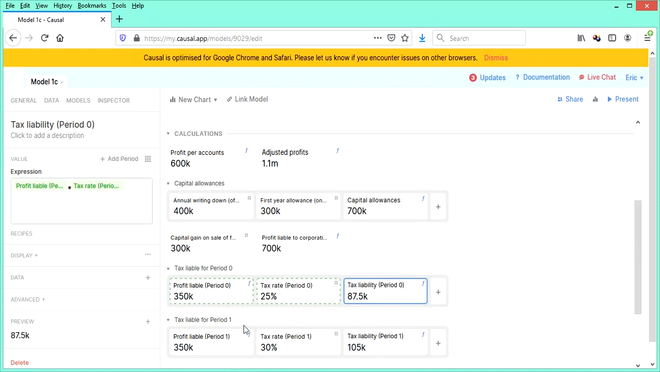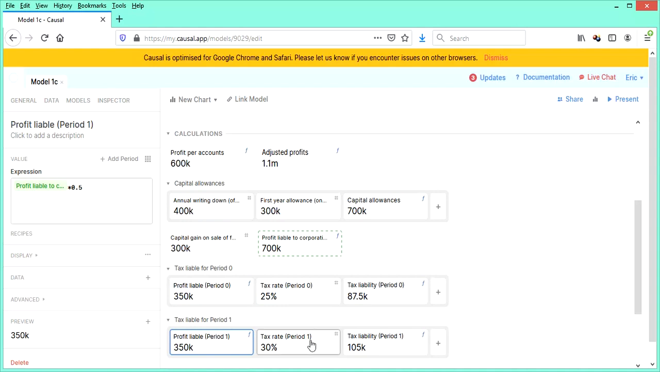Then period 1, again, it spans 6 months, so that's half a year. So the profit liable for period 1 is the profit liable for the whole year times 0.5, which is 350k again. But this time the tax rate for period 1 is 30%. So the tax liability for period 1 will be the profit liable for period 1 times the tax rate for period 1, which is 30%. So the tax liability for period 1 is 105k.